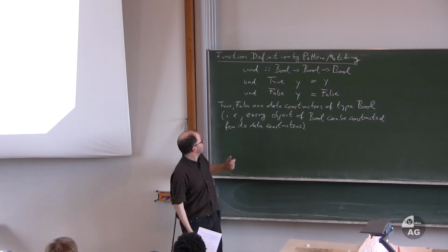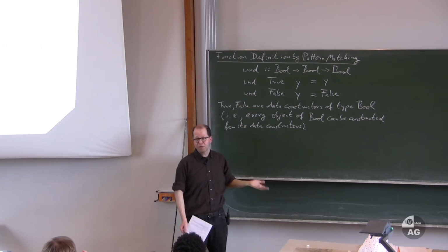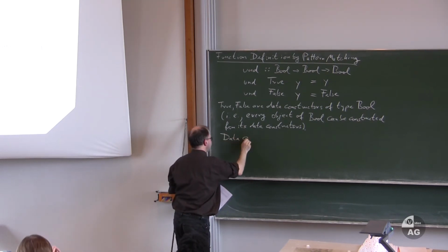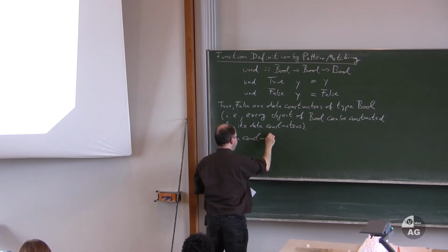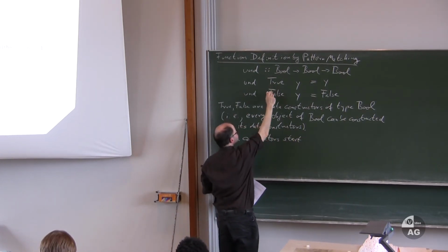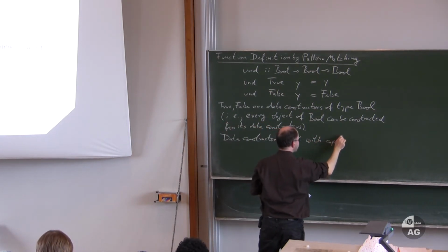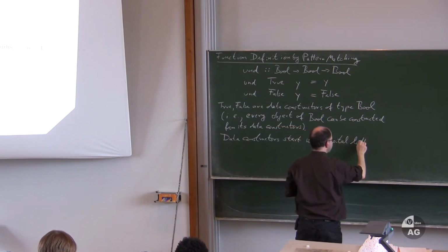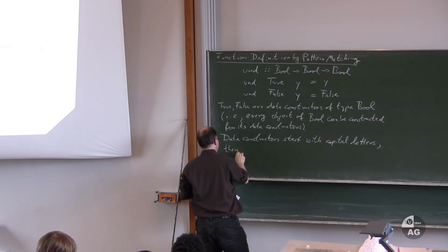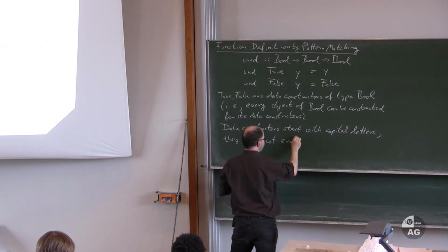The data constructors start with capital symbols, and the other functions that have to be evaluated start with lowercase symbols. For that reason, we have capital T and capital F here. So they start with capital letters, and in contrast to the other functions, they are not evaluated further. There are no defining equations for them.